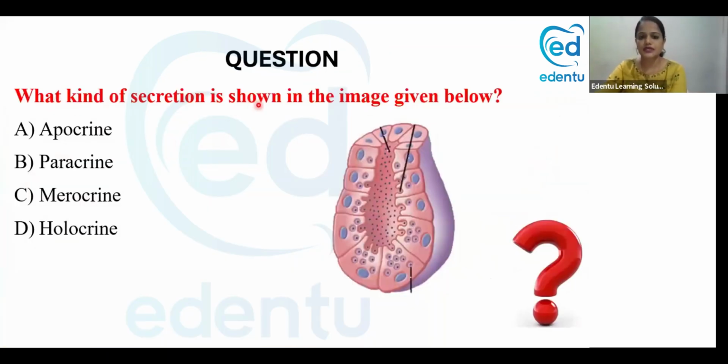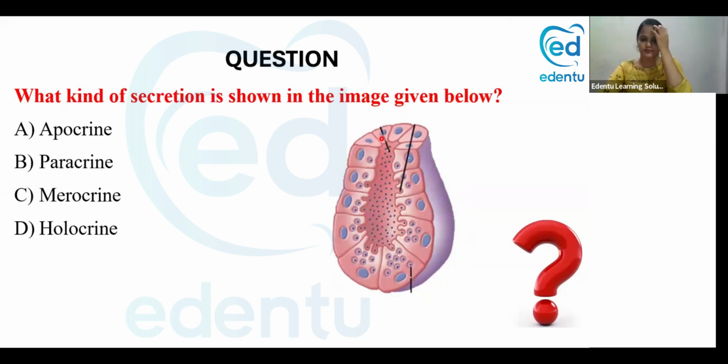What kind of secretion is shown in the image given below? Is it apocrine, paracrine, merocrine, or holocrine secretion? Somewhat related to physiology, but it is there in the dental histology part also. If you look at this picture, you can see that inside these cells, there are some vesicular areas. These vesicles will get attached to this membrane here, and then release the contents into the outside. So this is a form of secretion of exocrine gland.